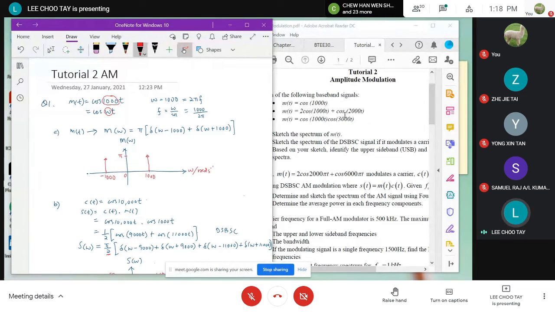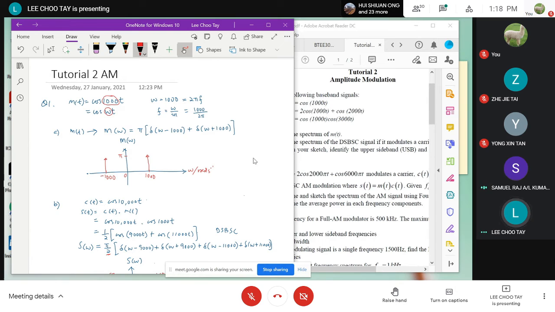And then for your second cosine wave, the baseband signal we have omega at 2000. So therefore, you will have another one at 2000. Can I write over here? Or do you want to copy this one first before I write over here? Hello? Do you need to copy or you already screenshot? Can someone reply me?